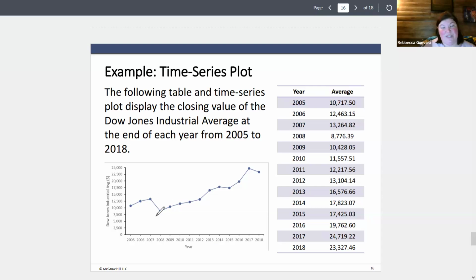Around 2007, 2008, that's when we had an economic depression, and I think this is when the housing crisis started, one of them. We were also bailing out a bunch of companies at this time, so there was a big economic crash here. And then we see things start picking up.